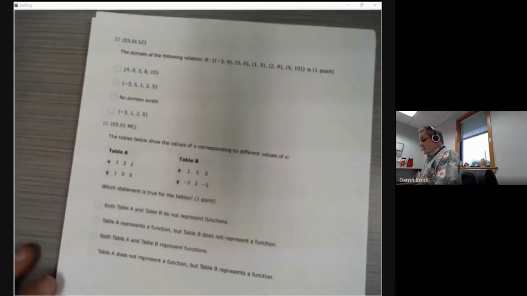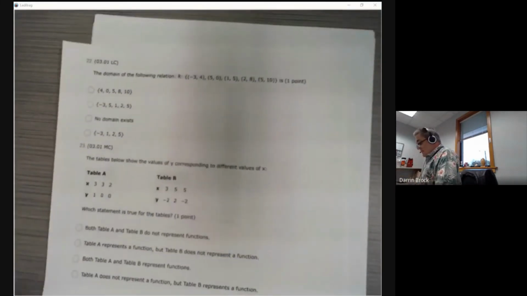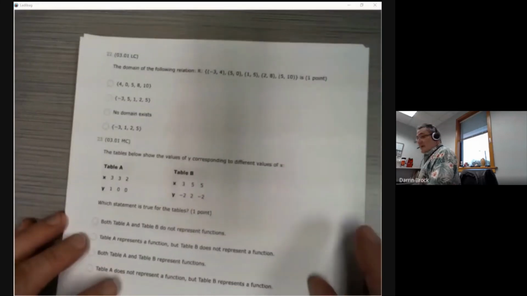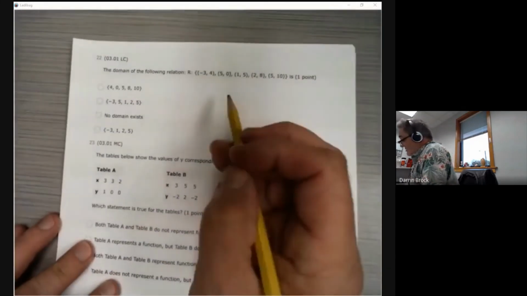All right, number 22. How many do we have? I think we have 25. We got 2 pages left. Okay, here we go. The domain of the following relation.